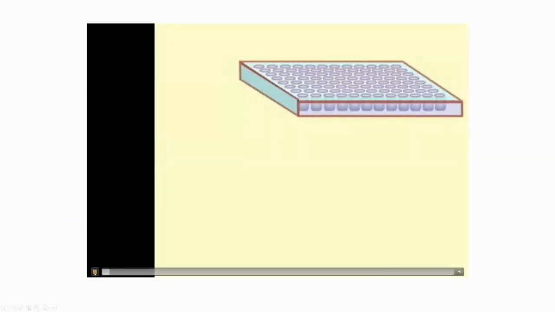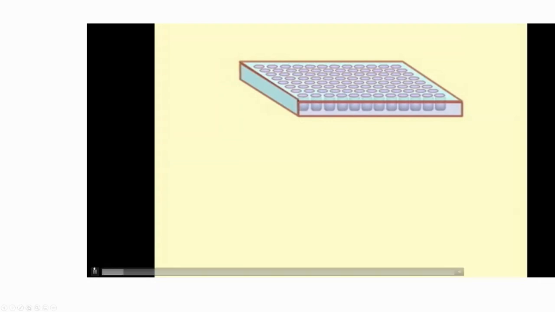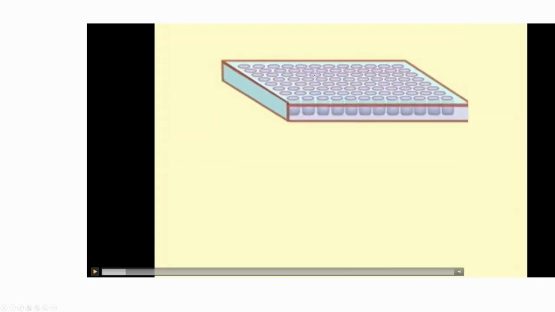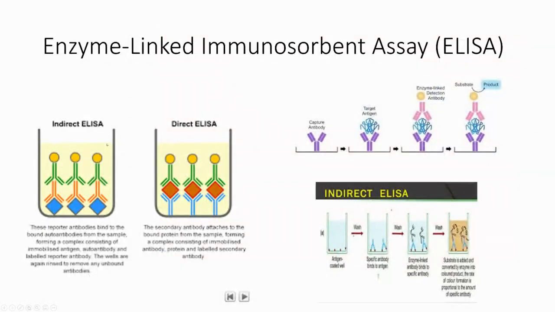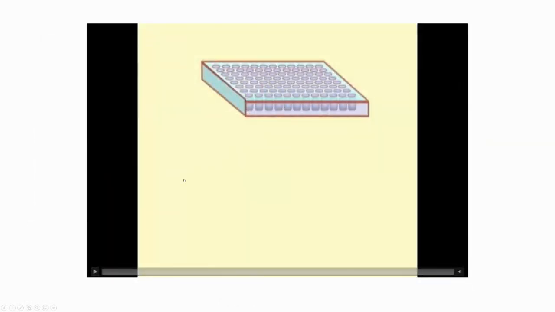ELISA serologies are usually done in multi-well microtiter plates so that dilutions of serum can... Yeah, because they use this microtiter plate. So that's why I say each well, because you have this well here, all right?